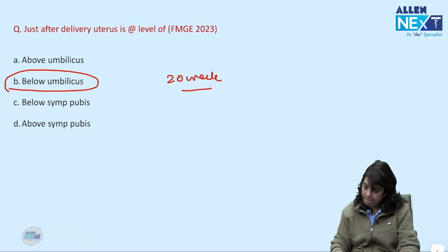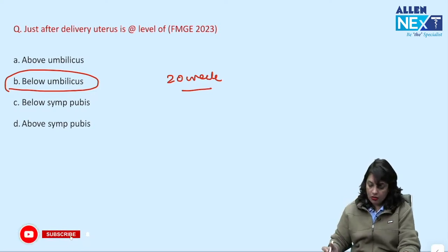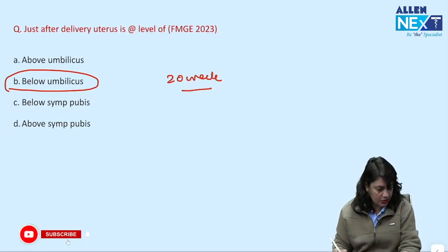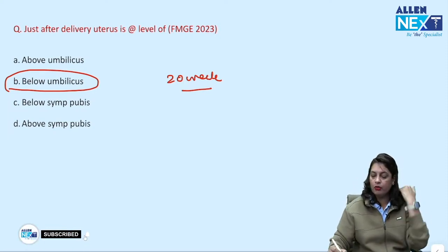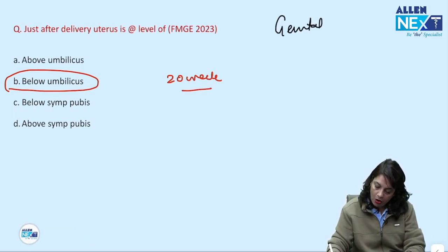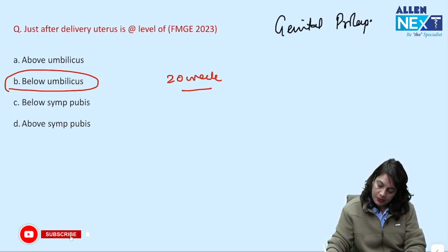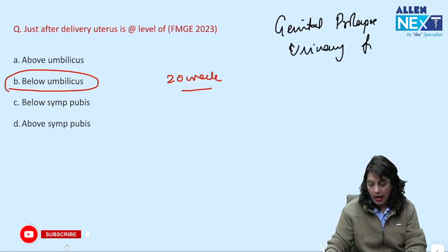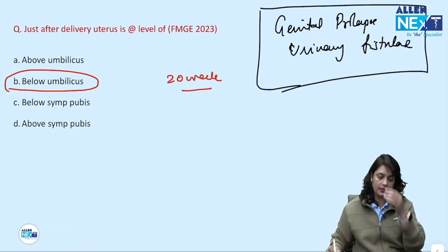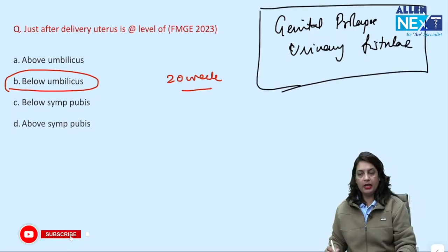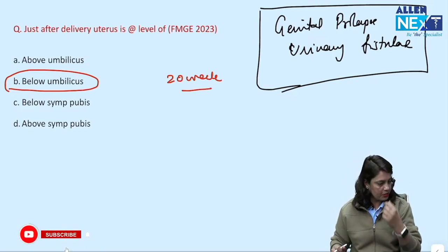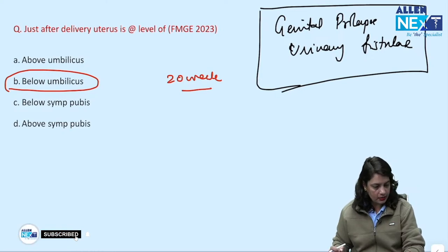So friends, this is all I have to discuss in this session. Hope this session was useful to you. Just revise the topics of genital prolapse and urinary fistulae, and you can go through the videos if you have time. I have already discussed them in the guest series session, in the 5 years PYQs, and in the test and discussion for the FMG batch. So you can go through that.